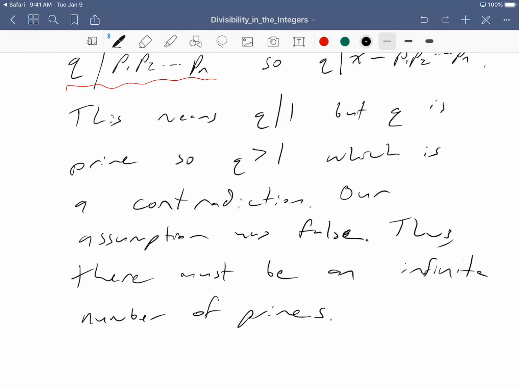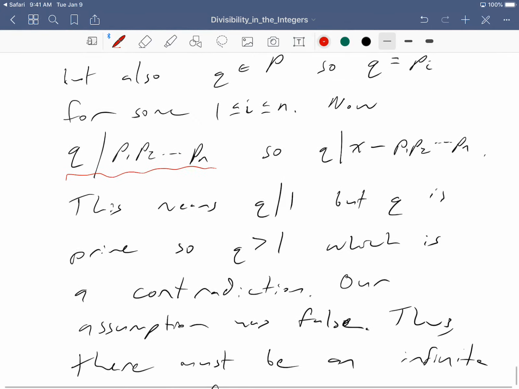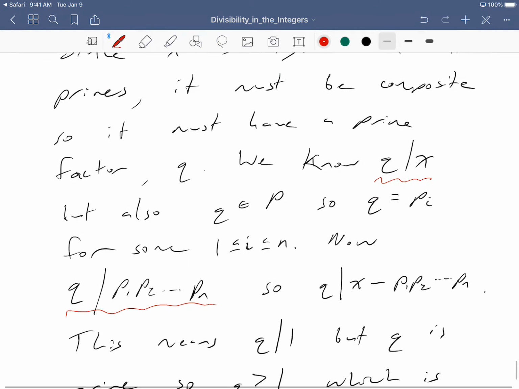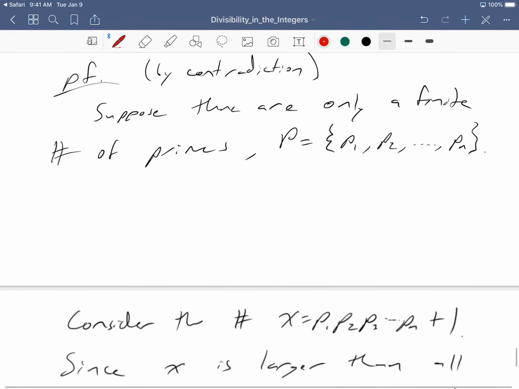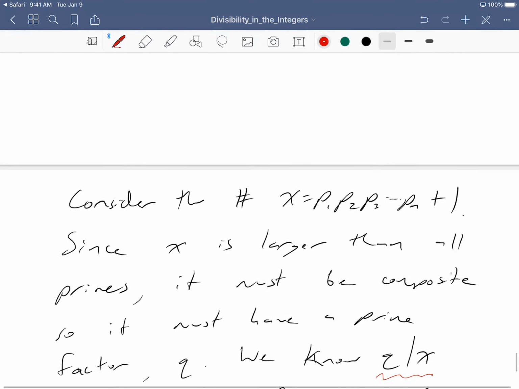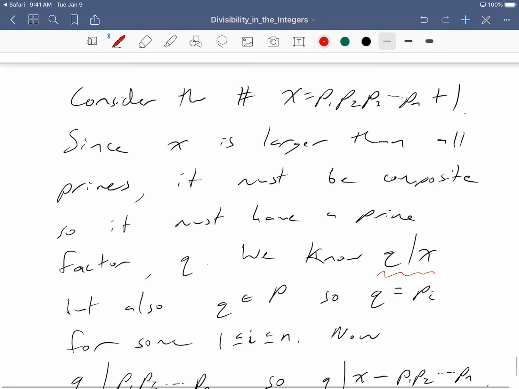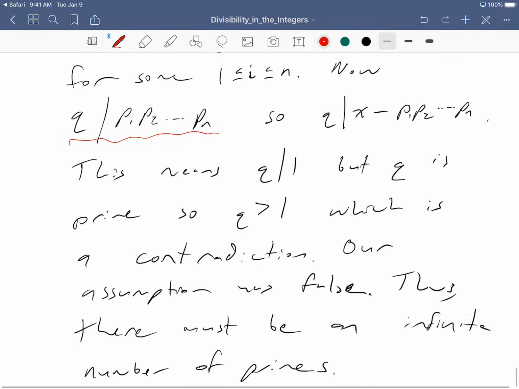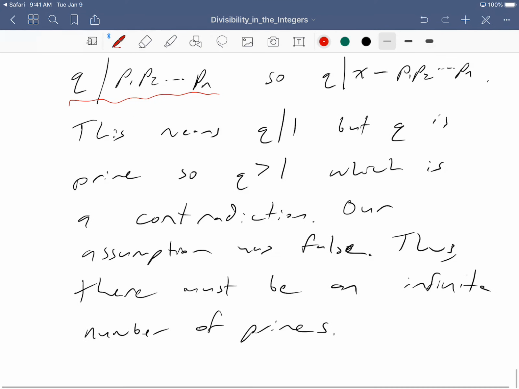So I want to make one note here. This is just a little bit of math culture for you. Remember, we did this as a proof by contradiction, right? And so we assumed that our claim was false, and then we reached a contradiction. Our contradiction here was that Q had to be a prime, but it also had to divide 1, which doesn't make any sense. And so when we do these proofs by contradiction, they're kind of fun proofs to do.